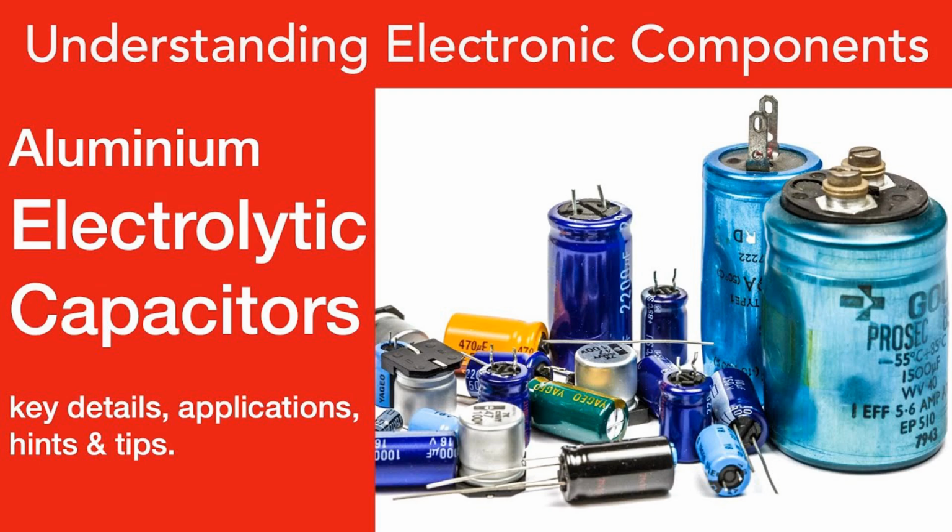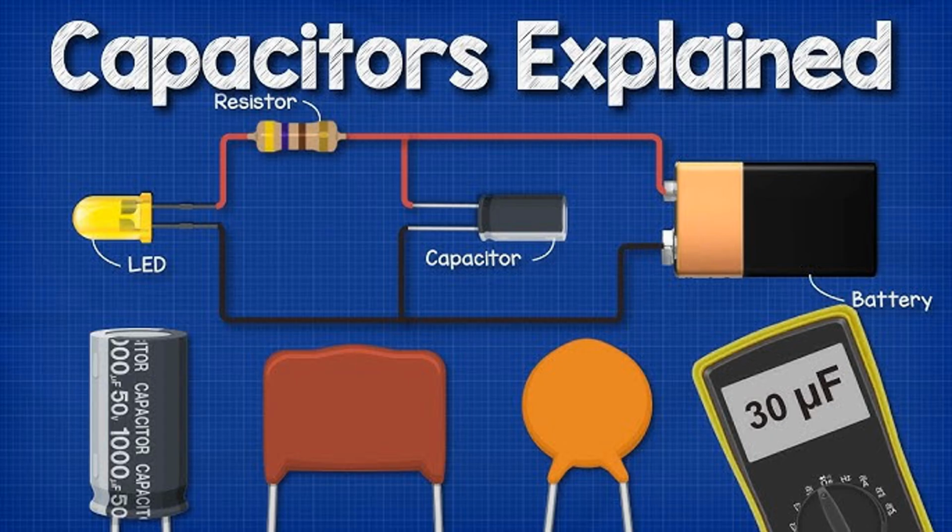In filtering applications, capacitors are often used in combination with resistors or inductors to create filters that allow certain frequencies to pass while attenuating others. Types of filters. Low-pass filters allow low-frequency signals to pass through while blocking higher-frequency signals. High-pass filters allow high-frequency signals to pass through while blocking lower-frequency signals.